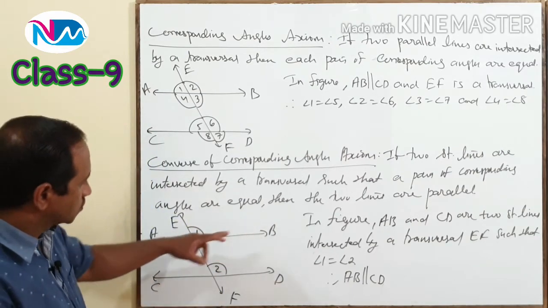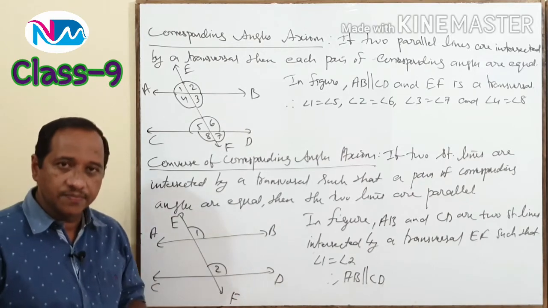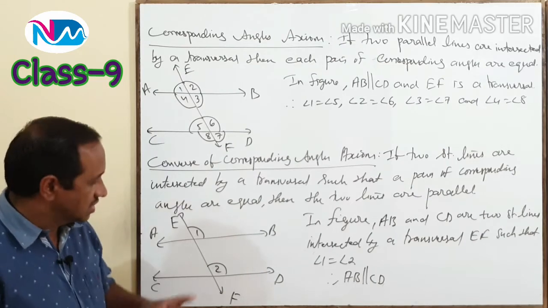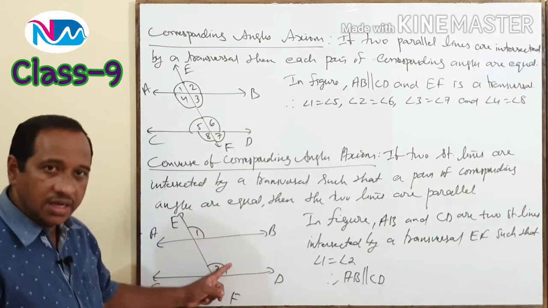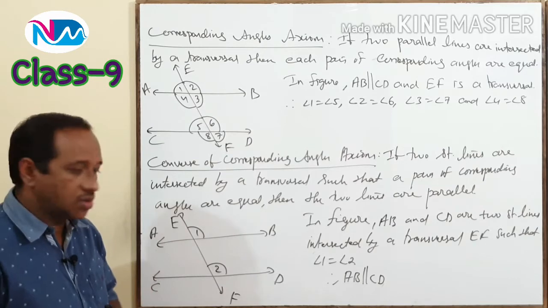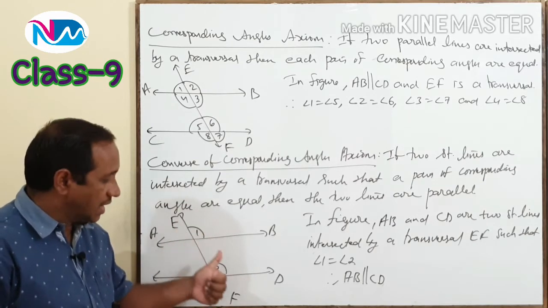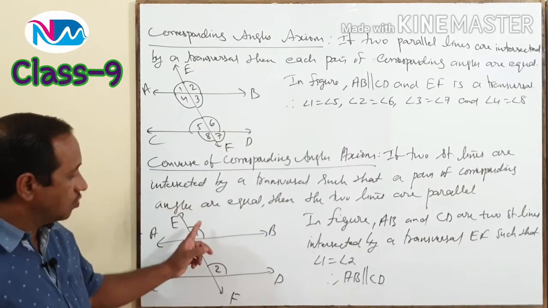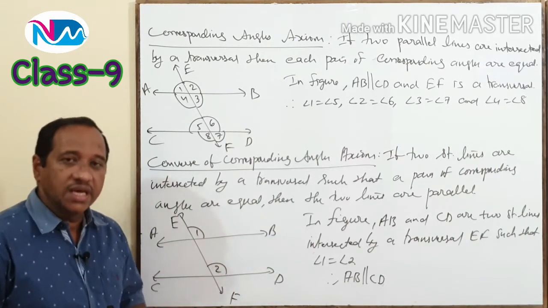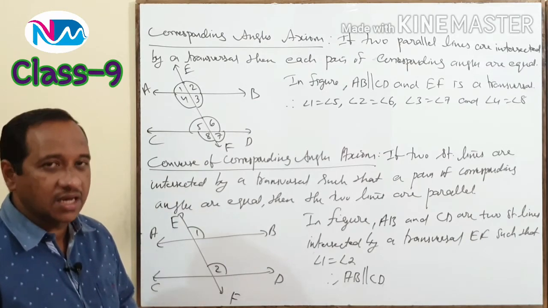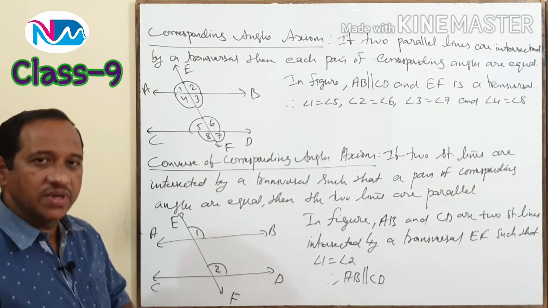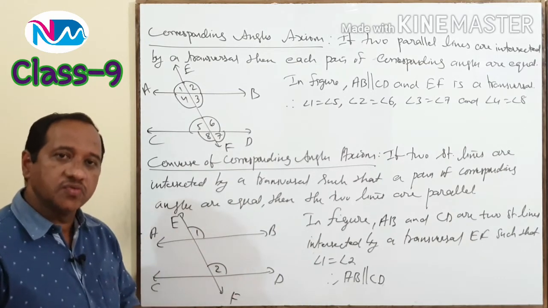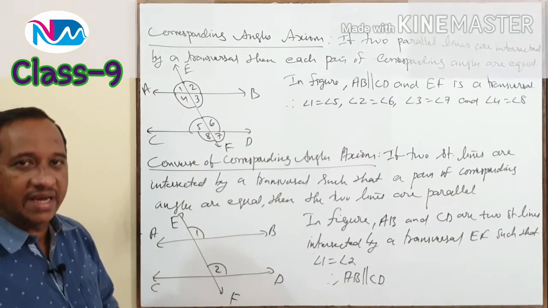Here, we have two straight lines AB and CD which are intersected by the transversal EF such that angle 1 is equal to angle 2. With respect to the position of angle 1 and angle 2, they are corresponding angles, and angle 1 is equal to angle 2 means a pair of corresponding angles are equal. Therefore, we can say that AB is parallel to CD by the converse of the corresponding angles axiom.